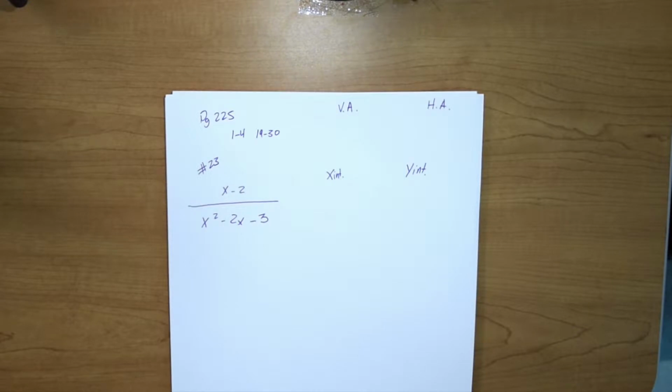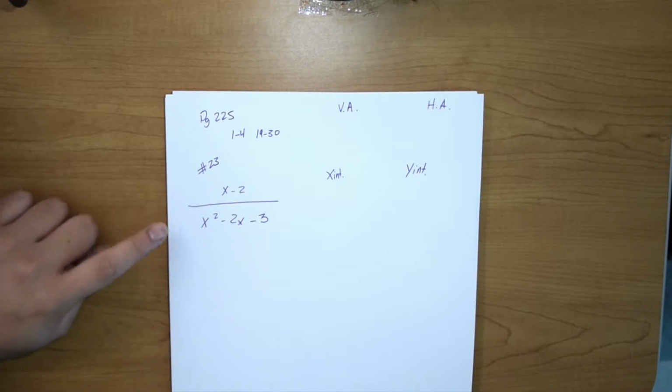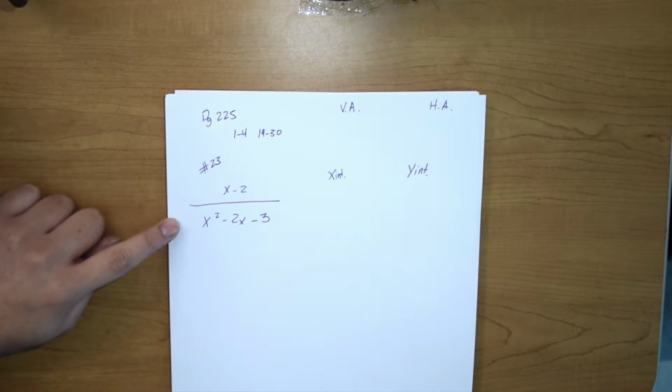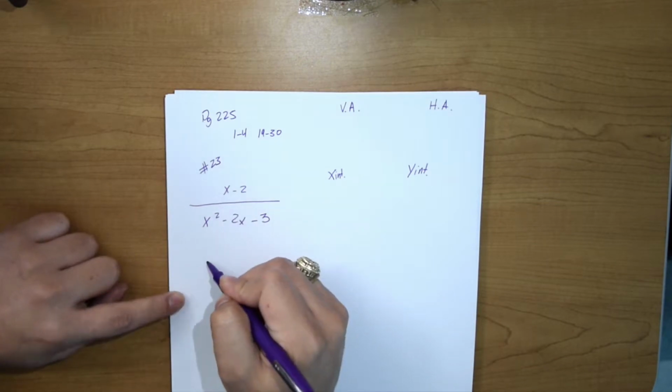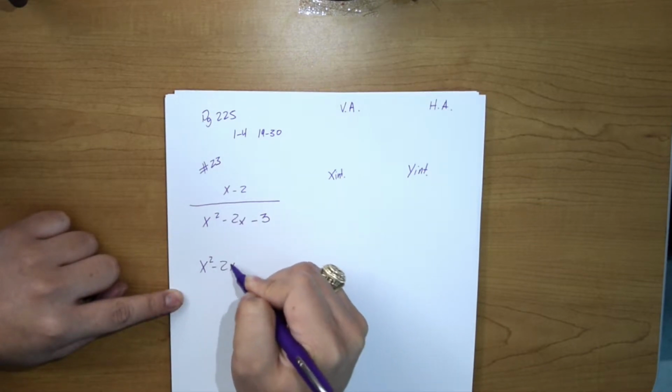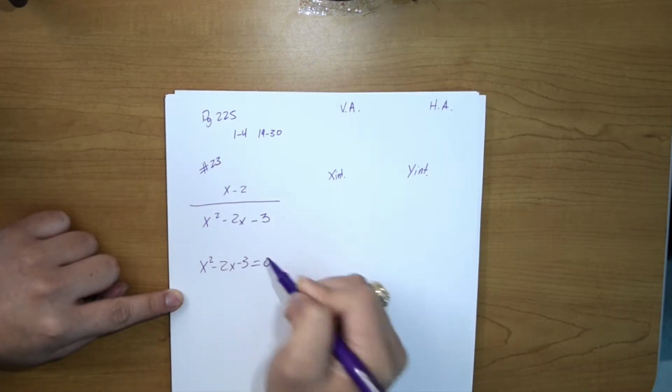Now this is what I asked you twice last class. Which one do we make equal to 0? The x, the 2x, or the 3? The whole denominator. So the whole denominator will equal 0. So we have x squared minus 2x minus 3 is equal to 0. Do you remember this?